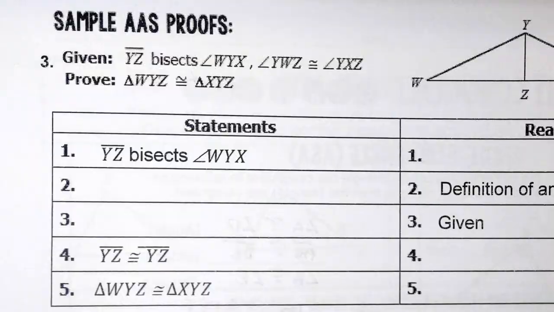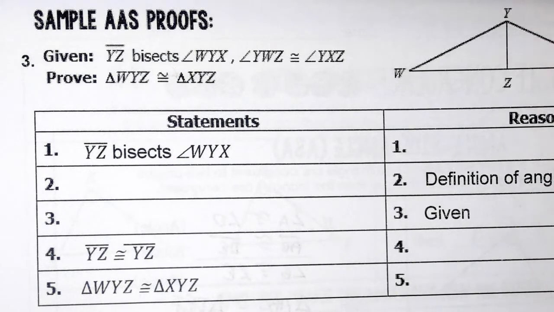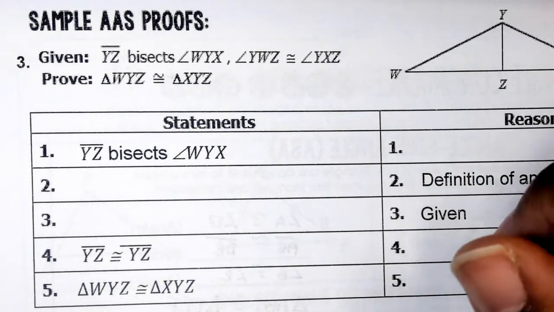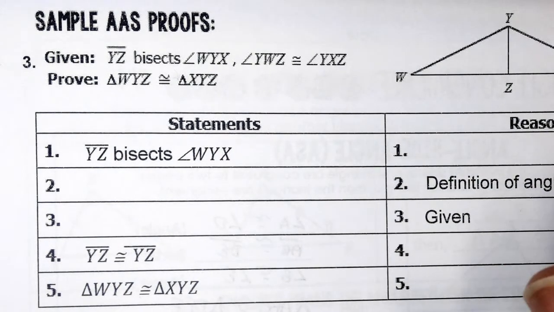Number 3 says given YZ bisects angle WXY, and then after that it says angle YWZ is congruent to angle YXZ. Let's get somebody to walk me through this one. Tali.